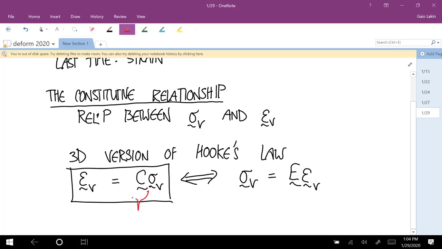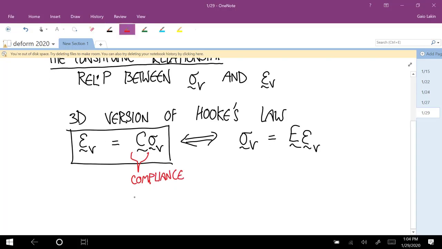So this is called the compliance matrix. And this is called the stiffness matrix.